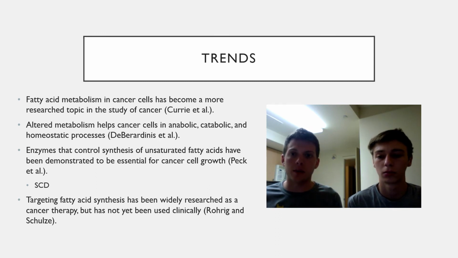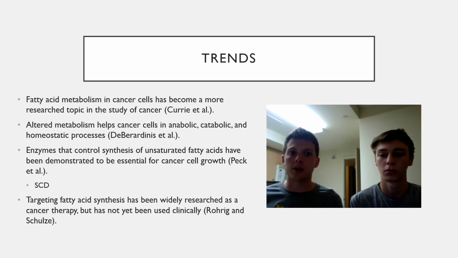So altered metabolism of the fatty acids and just different building blocks in general helps cancer with its anabolic, catabolic, and homeostatic processes. Basically, the anabolic processes are really important when there's a lot of nutrients around. It helps them to build. Catabolic processes help when there's not many nutrients around. And then the homeostatic processes are important if there's oncogene activation or if there's a tumor suppressor or any other stresses on the cancer cell.